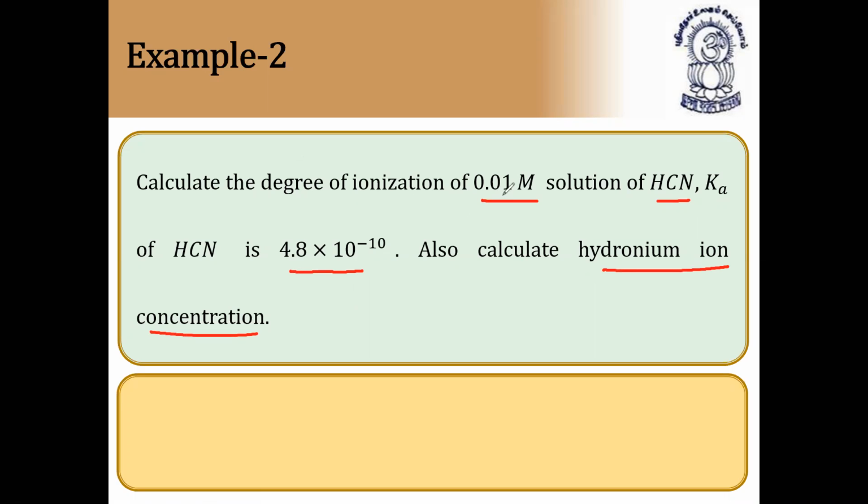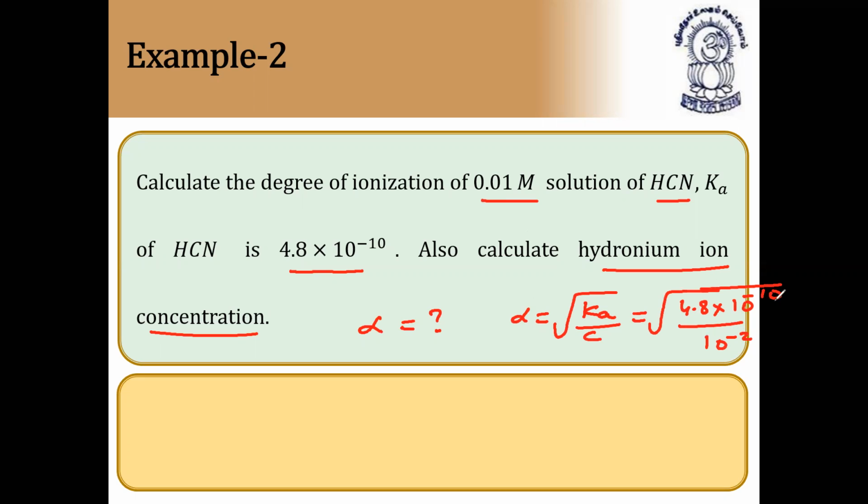So first, from concentration we can find out the degree of ionization, which means alpha. They are asking alpha is equal to how much? Since HCN, hydrogen cyanide, is a weak acid, with Ka of 4.8 × 10^-10, alpha is equal to root of Ka by C. This 0.01 can be taken as 10^-2. So that is equal to root of 4.8 × 10^-10 divided by 10^-2.